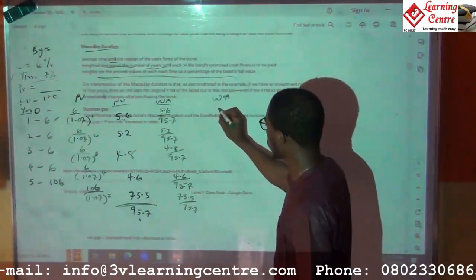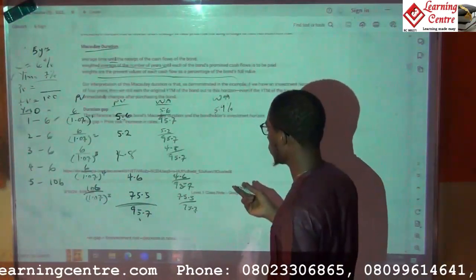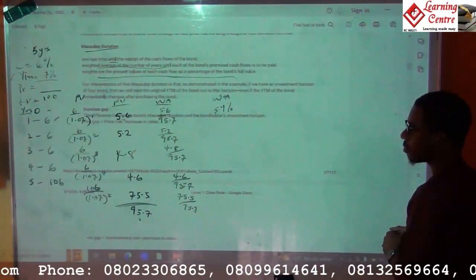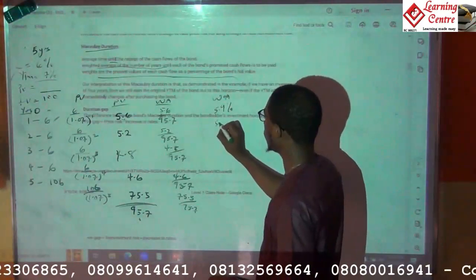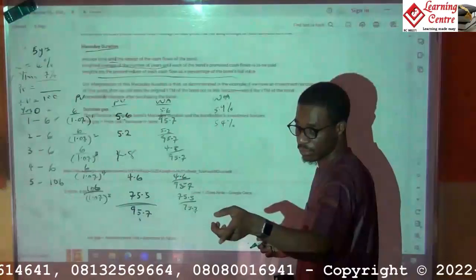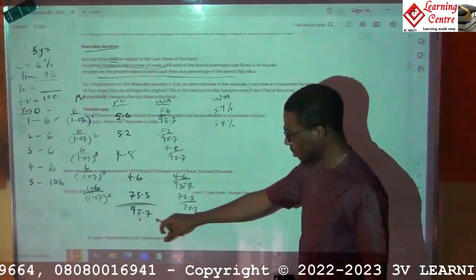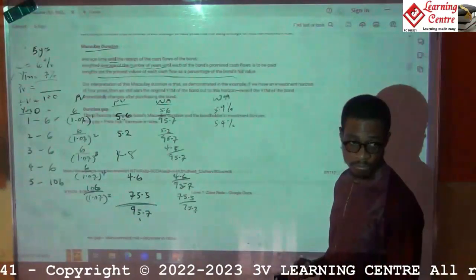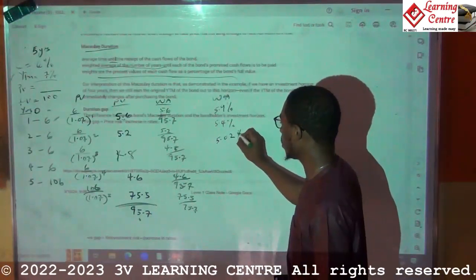Less than 5.8%, 5.8%, 5.9. Okay. Second one, 5.4. What's the present value? 95. So let's go. 5.0. So I'm getting 5.02. Yeah. Next one.